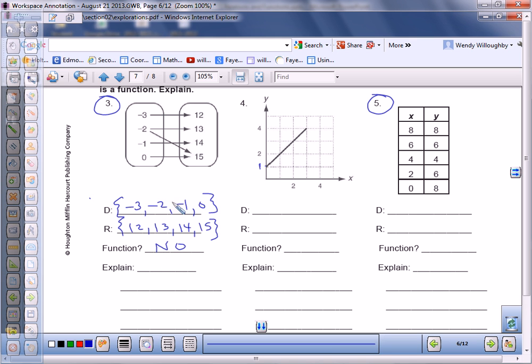Okay, number 5. Our domain is 0, 2, 4, 6, 8. And for the range, did you just list them once? So you had 4, 6, and 8. We only list them once. So 4, 6, and 8.